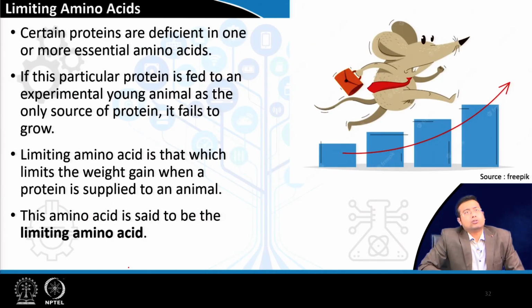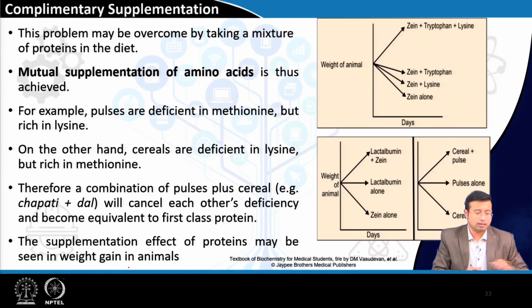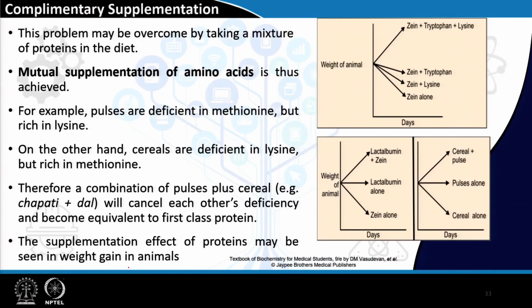Next, we should know about the concept of limiting amino acids. Certain proteins are deficient in one or more amino acids. If that particular protein is fed to an experimental animal, it will fail to grow, and the amino acid that is causing the limitation is known as the limiting amino acid. We study the weight gain when feeding that protein to the experimental animal. So, how can you overcome that?